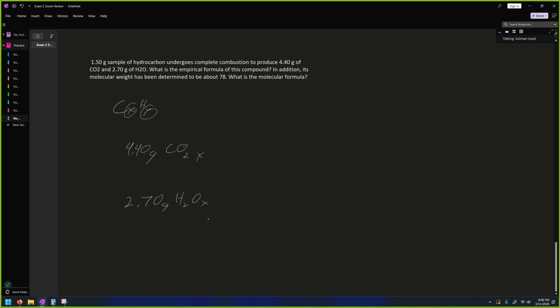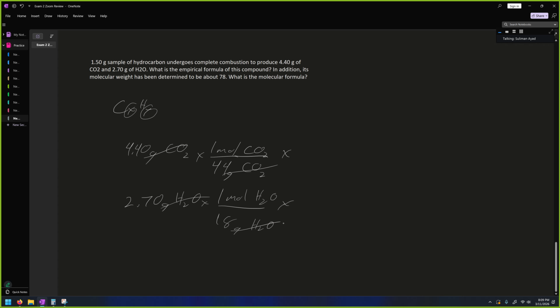We're going to multiply these by their molar masses. The molar mass of carbon dioxide is going to be 12 plus 16 plus 16, which is 44 grams per mole. So we'll put 1 mole on the top and 44 grams on the bottom. For my H2O, it's 18 grams per mole, more or less. And so we'll have 1 mole of H2O on the top and 18 grams of H2O on the bottom. Now, grams of CO2 cancel with grams of CO2, and grams of H2O cancel with grams of H2O.